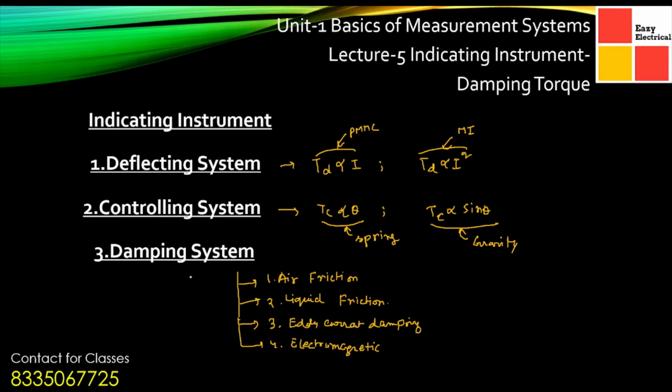Now in the damping system, what we have observed is that the damping torque is proportional to the rate of change of deflection with respect to time. This is what we call omega, or angular velocity. So T damping is proportional to omega, and if we replace the proportionality sign with a constant term, say k damp, we write T damping equals k damp times omega. This is the representation of the damping system and how the torque varies.